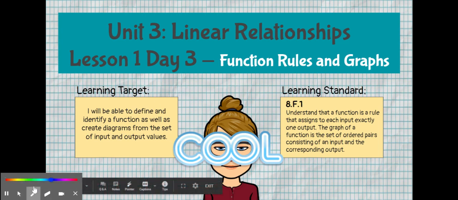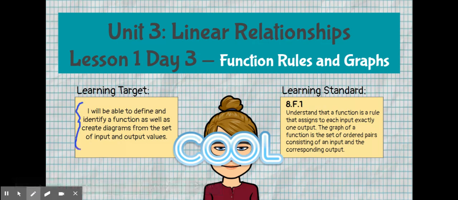Today, we're going to look a little bit different at functions, and let's go over our learning target one more time. I will be able to define and identify a function. So previously, we looked at relations and functions and symbols, and we're going to do a quick review on that.